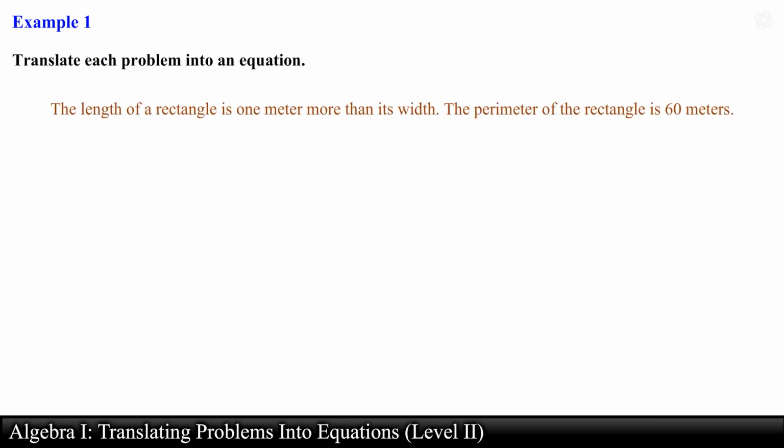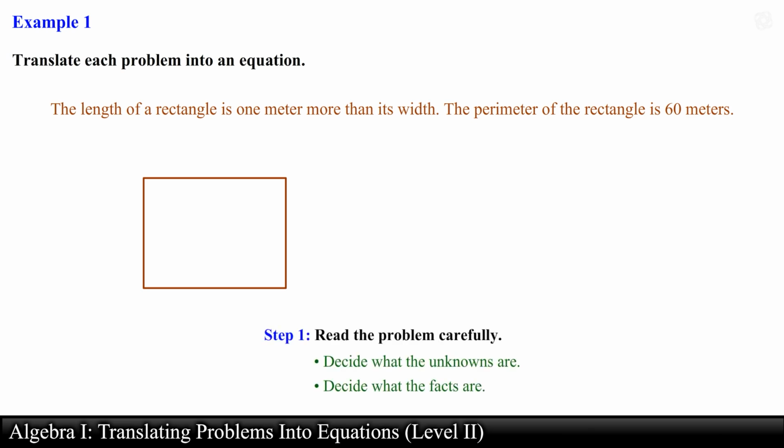Alright, let's go over the first example. Translate each problem into an equation. The length of a rectangle is 1 meter more than its width. The perimeter of the rectangle is 60 meters. In this example, we are dealing with a rectangle, so let's go ahead and draw a rectangle to help us visualize and analyze this problem.